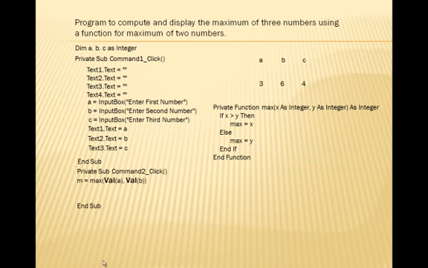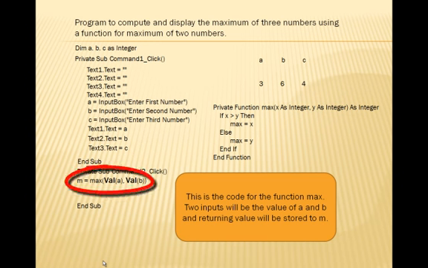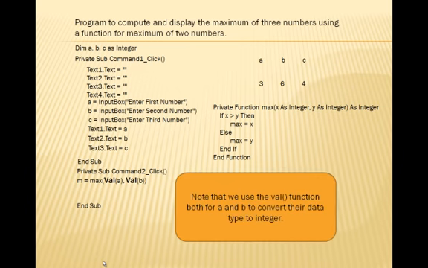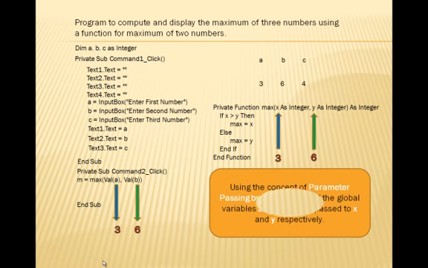Now for the calling program, we will use command 2. This is the code for the function max. 2 inputs will be the value of A and B, and the returning value will be stored to M. Note that we use the val function for the value of A and B to convert their data type to integer.